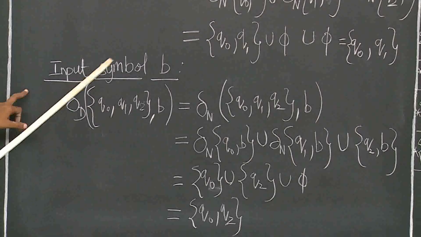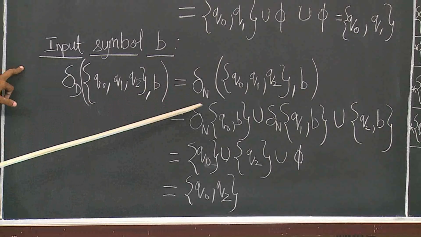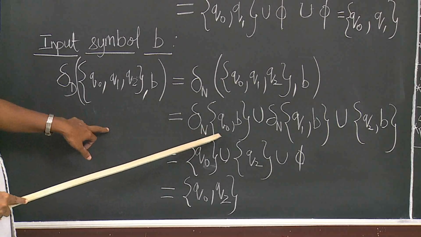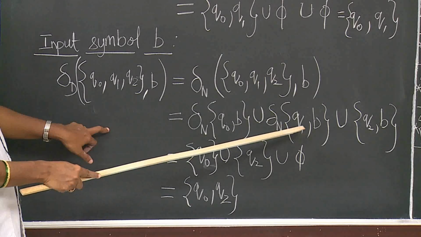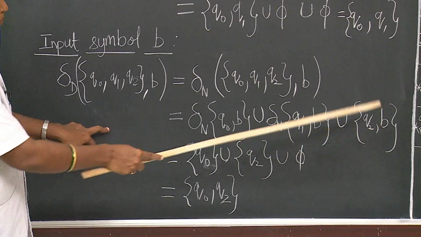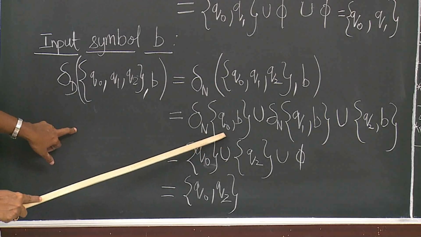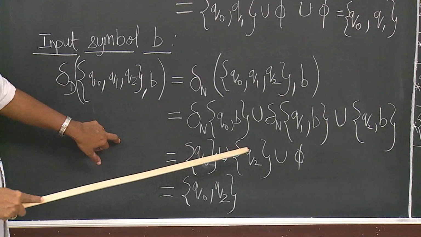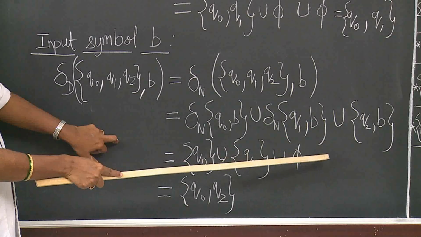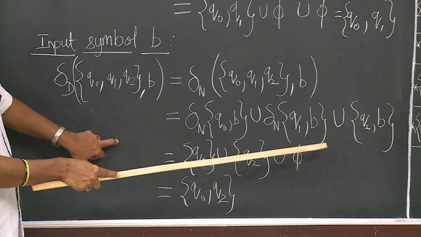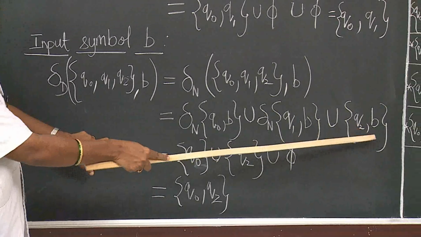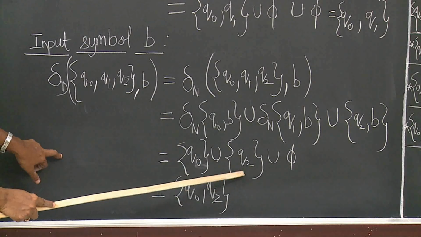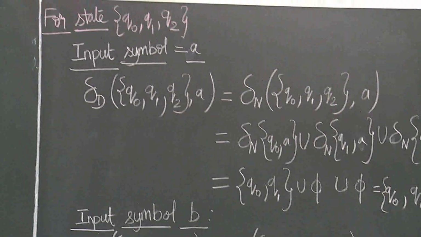Next you can see the input symbol B. Here the DFA is converted into NFA states, {Q0, Q1, Q2} comma B. It is split as δ(Q0, B) union δ(Q1, B) union δ(Q2, B). Again there is a transition from Q0 by accepting the input symbol B to Q0. Next there is a transition from Q1 by accepting the input symbol B to Q2. There is no transition from the state Q2 by accepting the input symbol B, so it is phi. The resultant is {Q0, Q2}. So we have seen all the transitions for the DFA.